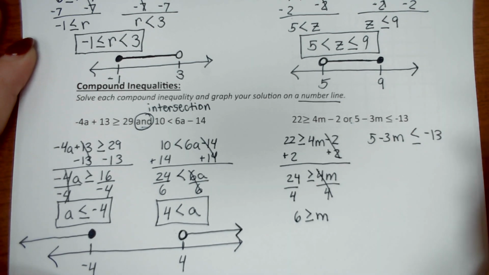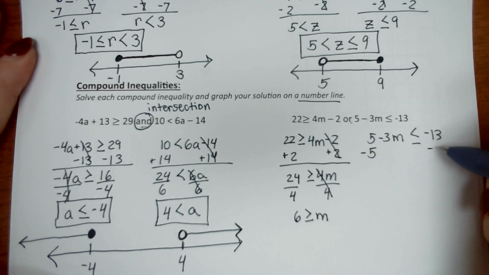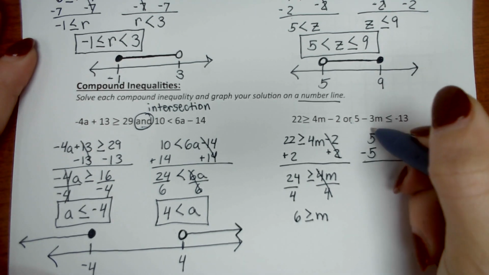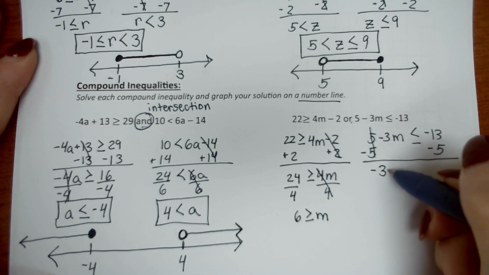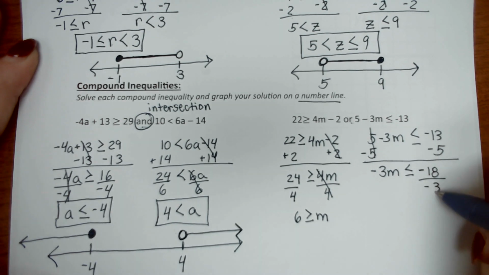Now on this side, we're going to do the same thing. We're going to isolate our variables. So we'll start by subtracting 5. That gives us -3m is less than or equal to -18. We'll divide by -3.